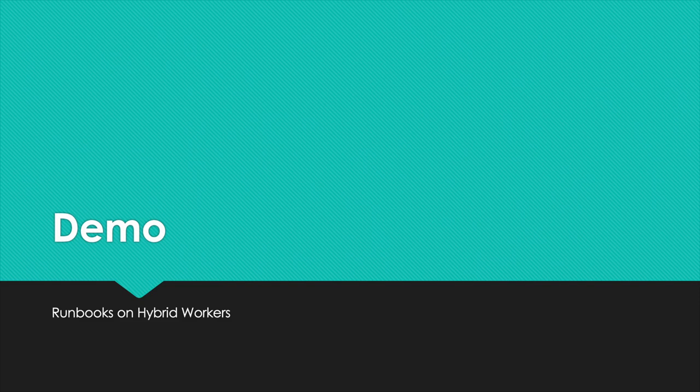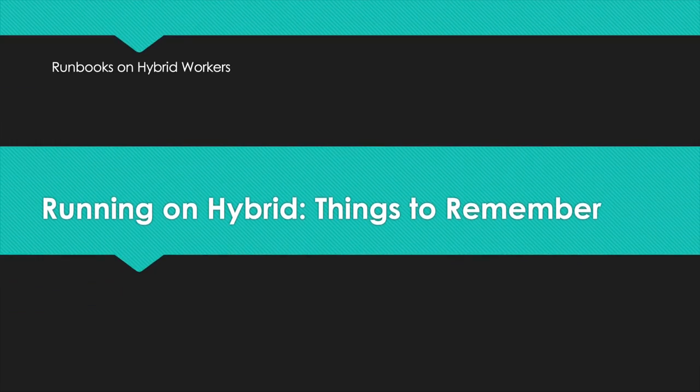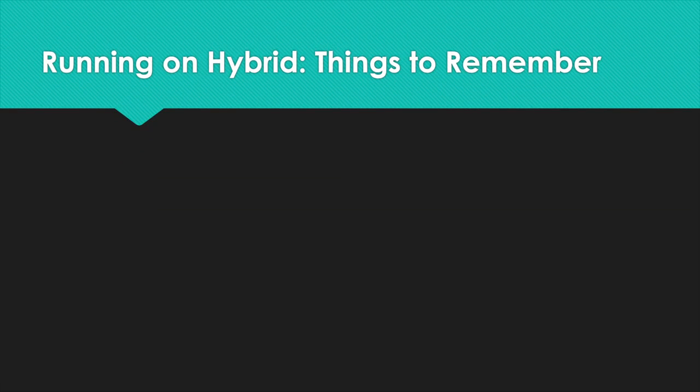Now that we've seen our Runbooks running on our on-prem environment, let's take a look at some of the things that we need to remember while running on the hybrid environment. We're using local resources and modules. So the machine that you're running your scripts on has to have the modules that you are calling or importing installed locally on it in order for it to run.